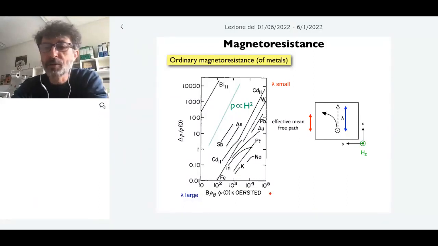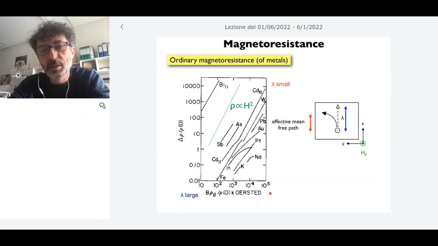As a very, very first approximation, at least in the cartoon shown there, you see that if there is a change in direction, the effective mean free path in the direction of the electric field you have applied is shorter. So it's reasonable that when you have a magnetic field applied, all electrons that are going perpendicularly to it are affected by this field. And then they have a mean free path which is somehow shorter. It's a small effect and it depends just on the square of the field.